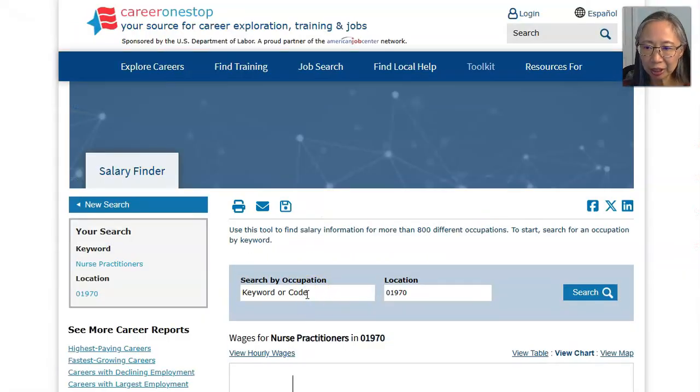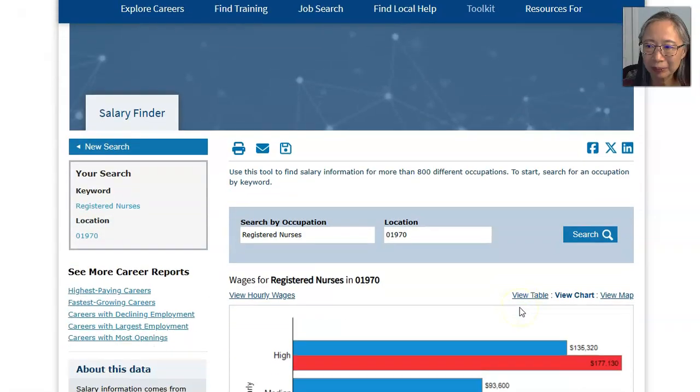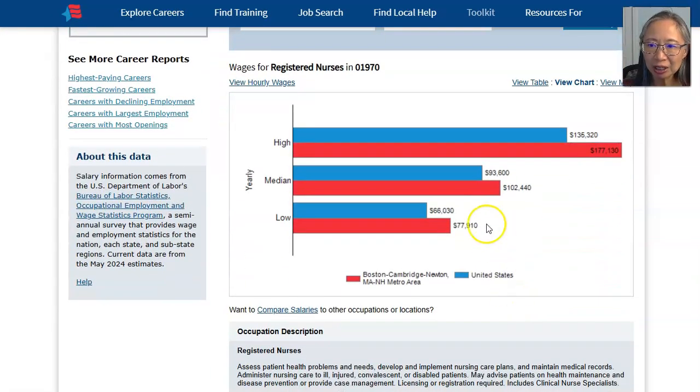You need to type in the occupation. The one that we're looking at was registered nurses. And location, we'll use 01970, which is the zip code for Salem, Massachusetts. So you scroll down, you'll see red is the area and blue is the overall United States. So Massachusetts tend to have a higher pay than the rest of the country. And this is the top 10%, the median, and the low 10%.